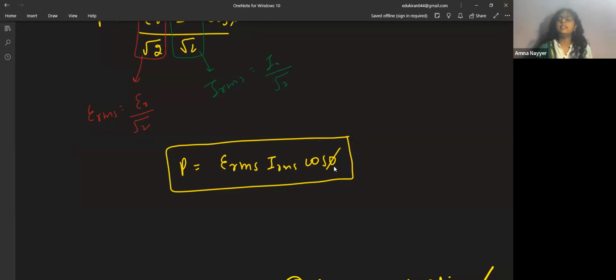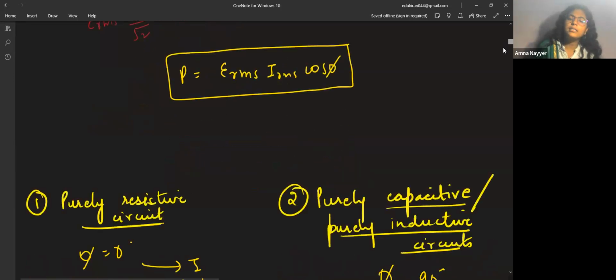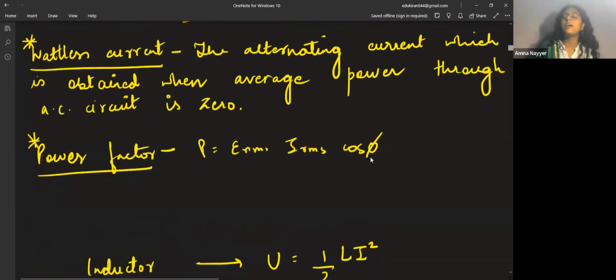So it will be equal to 0 because cos 90 degrees will become 0. So in any case, if you are getting the value of power as 0, then you will say this is the current that is flowing in your circuit. A term is given to it, that is wattless current. That is it about wattless current. What you have to remember is that cos phi will be in such a manner that you will have P as 0. Power has to come out to be 0.